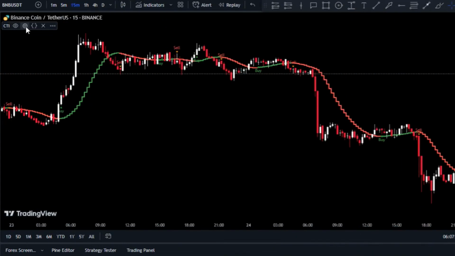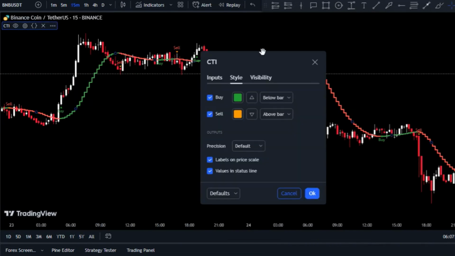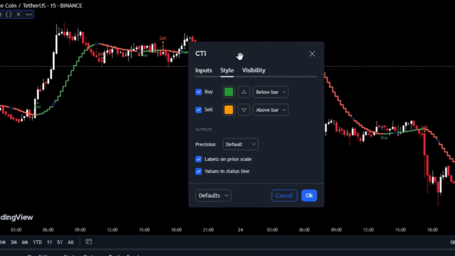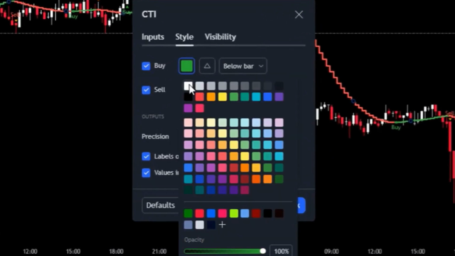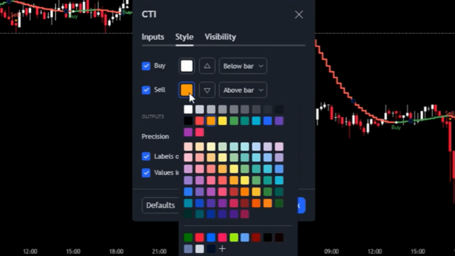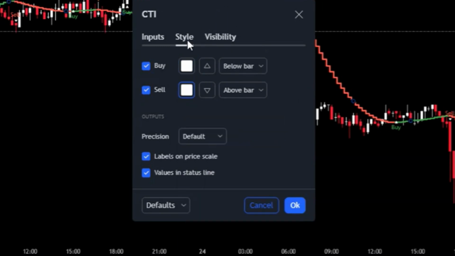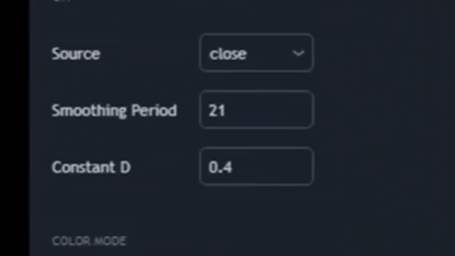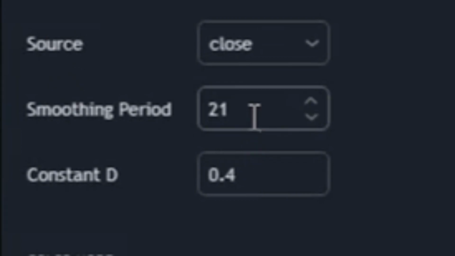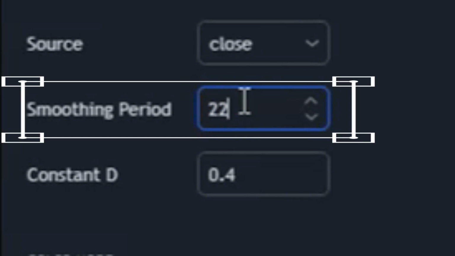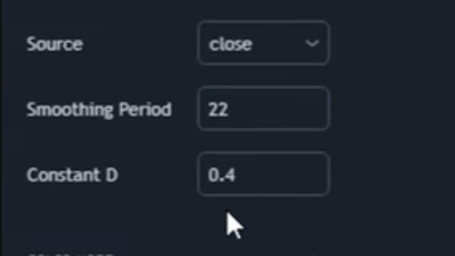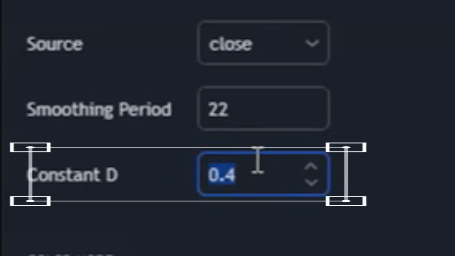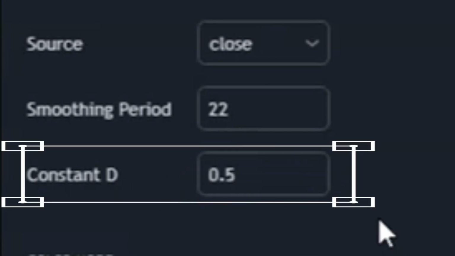To optimize this indicator for the best possible win rate, there are a couple of adjustments you can make in the indicator settings. First, in the style section, you can customize the color of the indicator. But more importantly, in the input section, we want to tweak a few parameters. Changing the smoothing period from the default to 22 will give the indicator a longer history to analyze trends more effectively. We can also adjust the constant D value to 0.5, which controls the sensitivity of the signals.